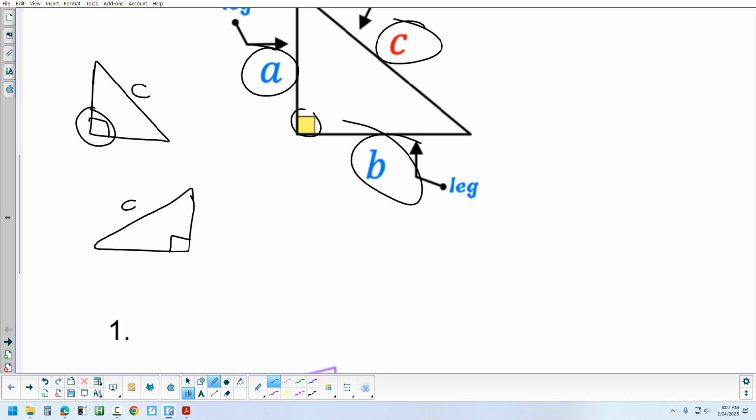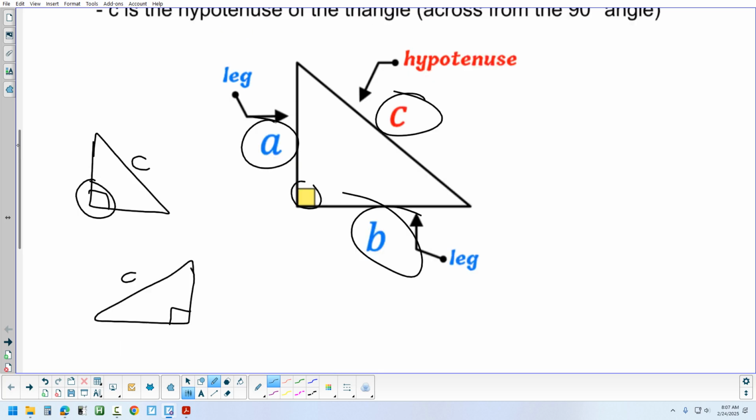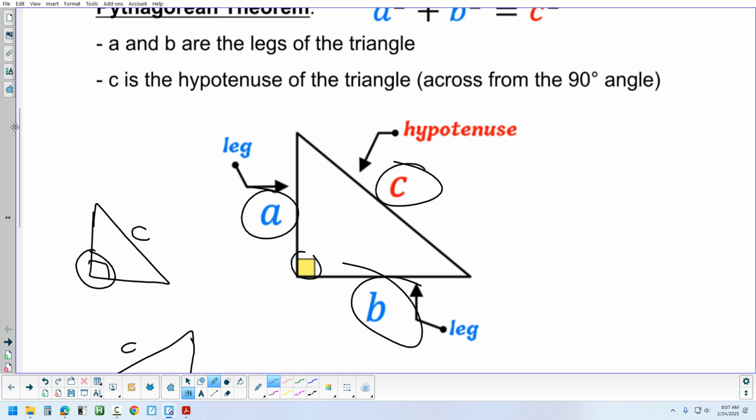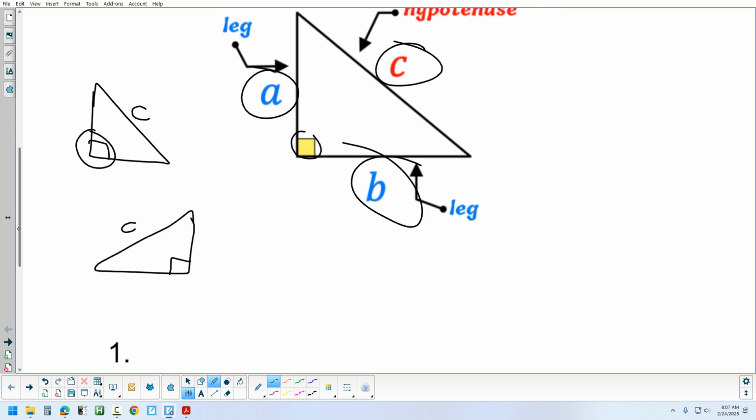How you draw your triangle, that doesn't matter. You can have your triangle facing any way you want. I tend to draw it like that. Some people draw it the other way. That doesn't matter.